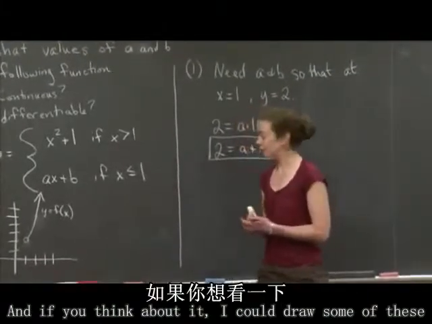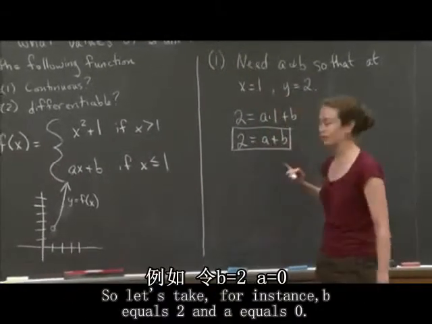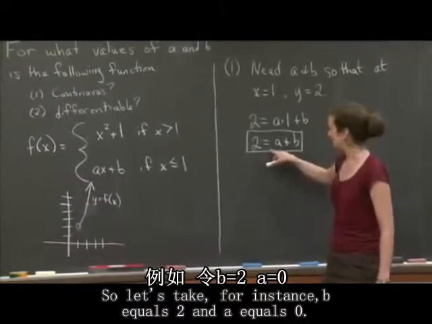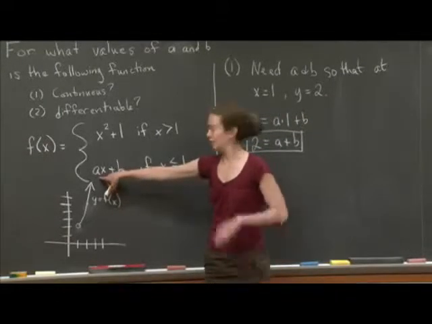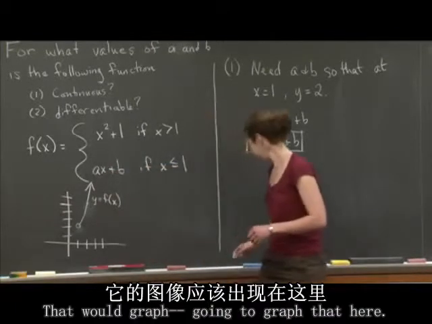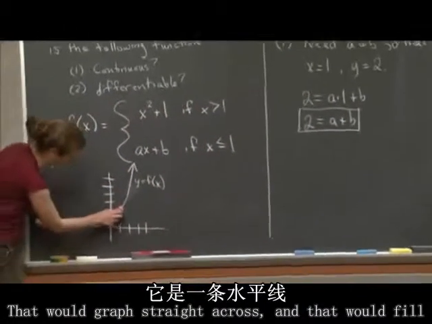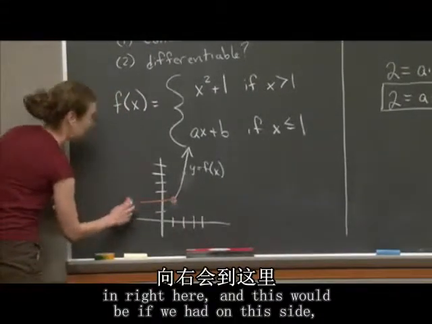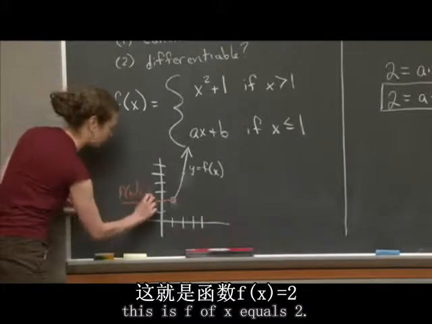And if you think about it, I could draw some of these lines. So let's take, for instance, b equals 2 and a equals 0. When b is 2 and a is 0, it's the constant function f of x equals 2. It's a straight line. I'm going to graph that here. That would graph straight across, and that would fill in right here. And this would be, on this side, f of x equals 2.